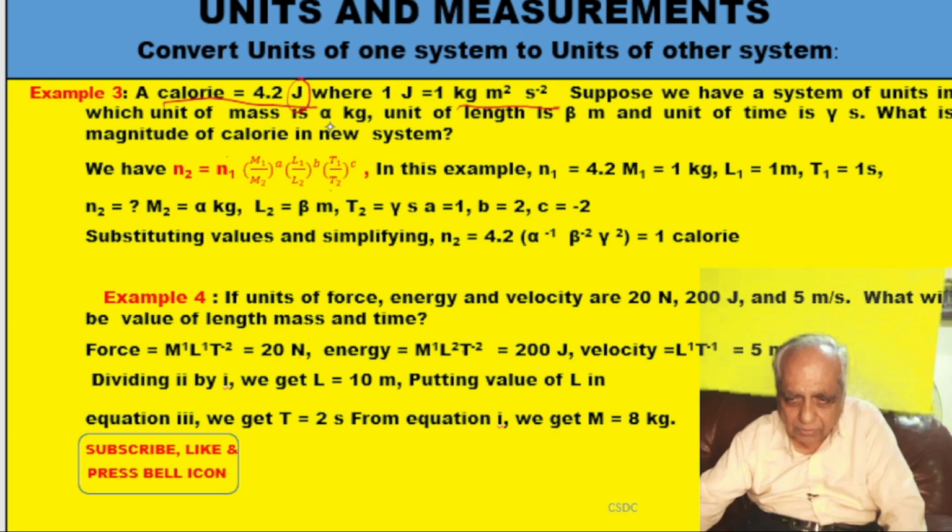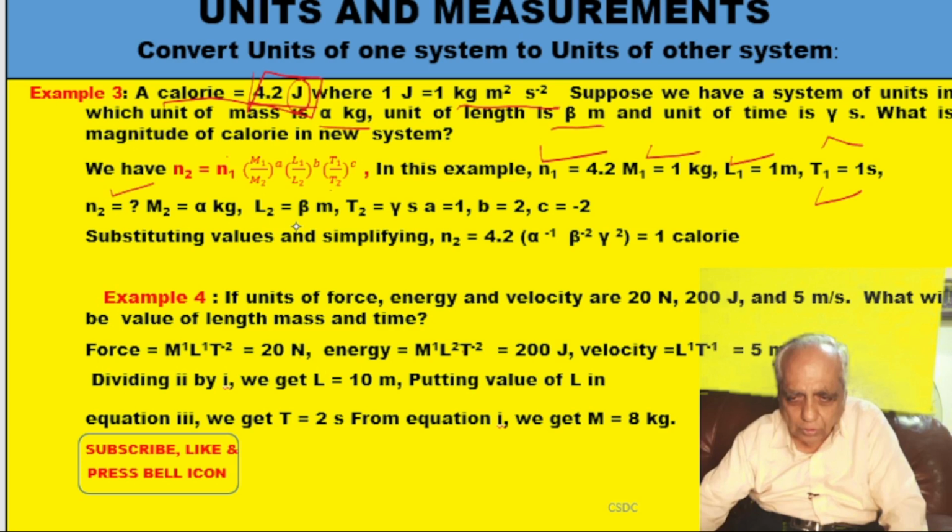Mass is 1 kg, length is 1 meter, time is 1 second, because this is the SI system. And N2 I want to calculate. M2 is alpha kg, L2 is beta meter, T2 is gamma second. And A is 1, B is 2, and C is minus 2 for time. So I know all these values. Substituting in this formula, you will get the value of N2 as 4.2 into alpha raised to minus 1, beta raised to minus 2, gamma raised to 2. So you will get this answer. So that is 1 calorie.